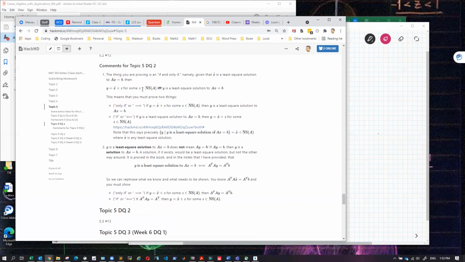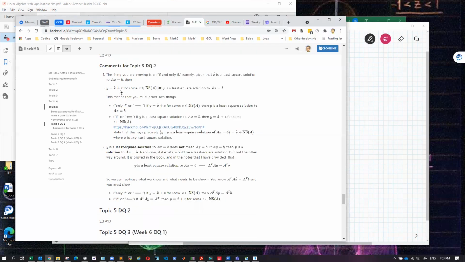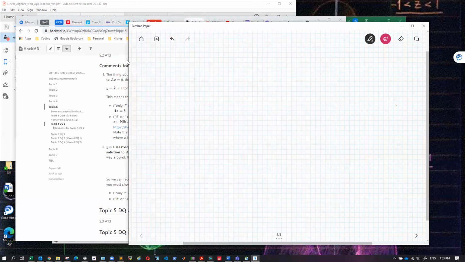Okay, so this has two directions. Like I said, we're going to prove two things. We're going to assume this side, so let's just get down what we're assuming. Let me clear this little scribble I made. We're assuming x hat is a least squares solution. So what does that mean? That means A transpose A x hat equals A transpose b. This is our assumption.